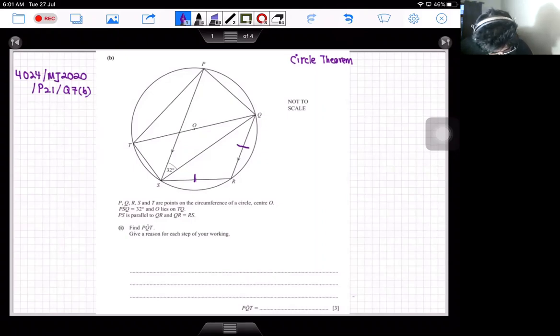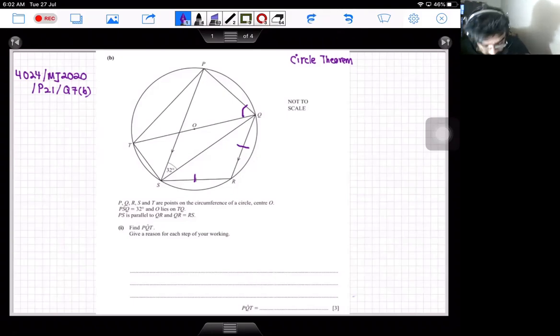Part 1: find the angle PQT, and give a reason for each step of your working. So you need to find this angle PQT, and for that purpose you would need this angle as well, and for each step you need to give your reasons.